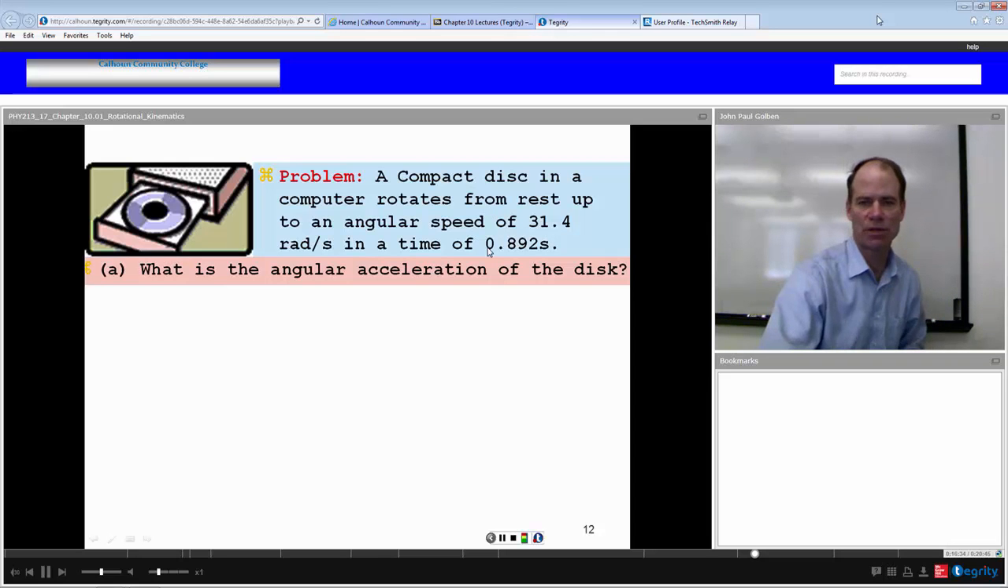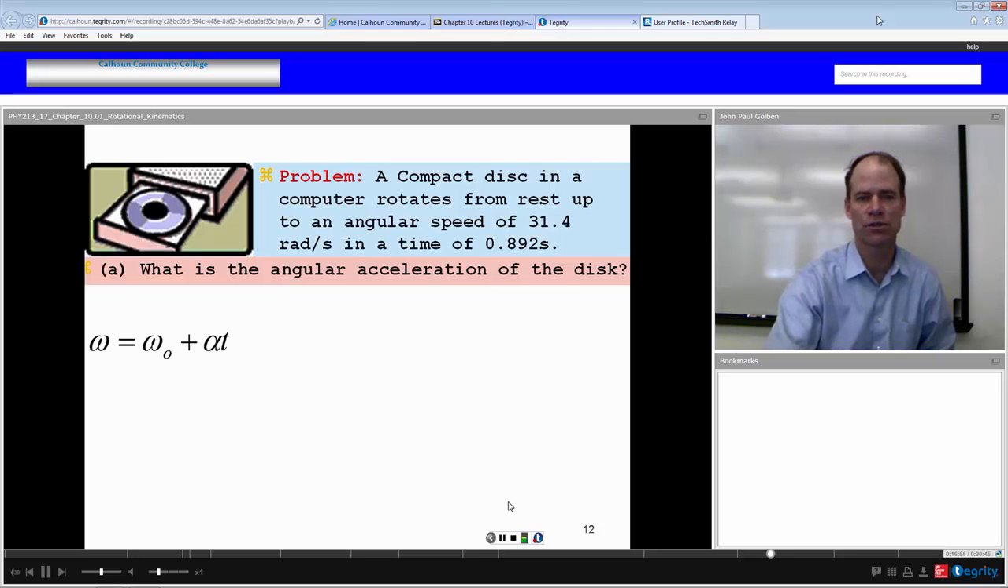So we read the problem, try to identify our variables. We've got a time of 0.892 seconds. We're going to have a final angular velocity of 31.4 radians per second, and we start from rest, so our initial angular velocity would be 0. So we have three variables given. We're asked for the fourth one, angular acceleration.